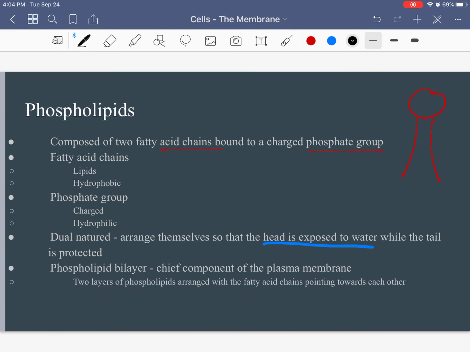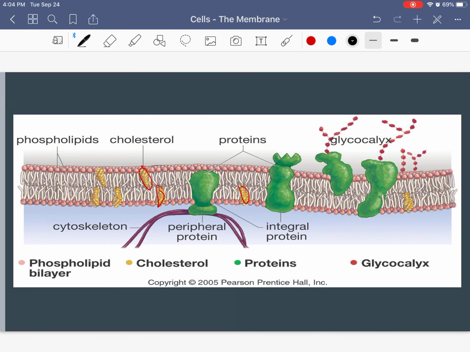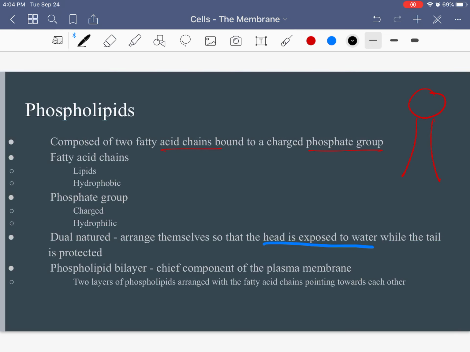If we look at our diagrams of our cell membrane, you can see where the heads are all exposed to the extracellular fluid, which has a lot of water in it, and they're also exposed to the intracellular fluid, which has a lot of water in it, but those hydrophobic tails are protected from the water. They're tucked inside. So the two layers of the phospholipids are arranged with the fatty acid chains pointing towards each other.